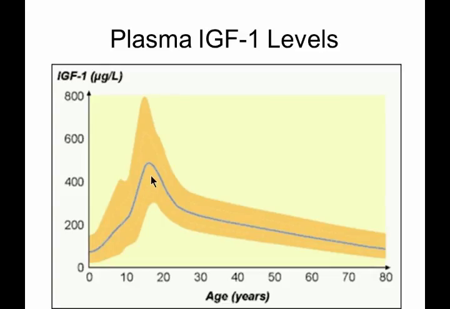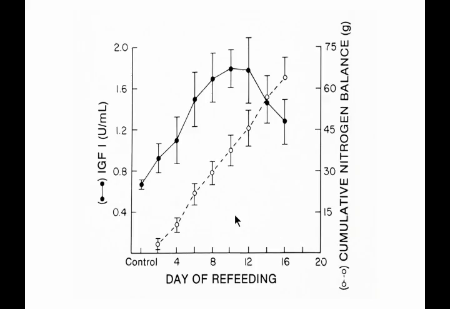IGF-1 levels rise, as you can imagine, peaking about the time one is growing the fastest, and then they decline with age. Whether that's bad or good is some controversy. IGF-1 itself is growth hormone regulated, but not only growth hormone regulated. It is also substrate regulated as well. So starvation will cause a fall in IGF-1. It also causes a fall in growth hormone production as well. But it will, independent of growth hormone, cause a fall in IGF-1 production.